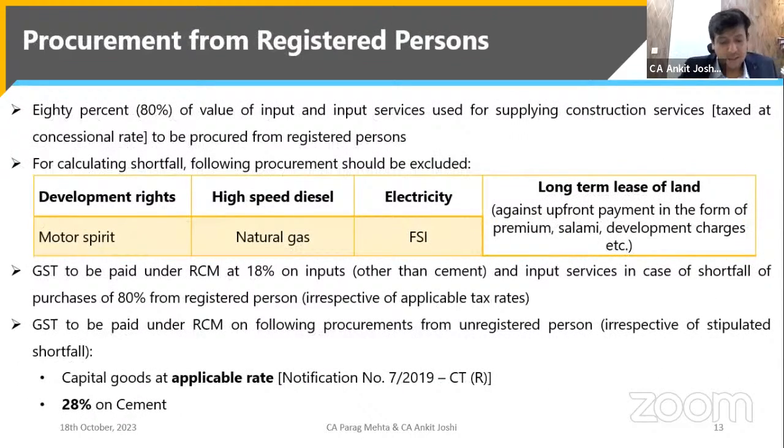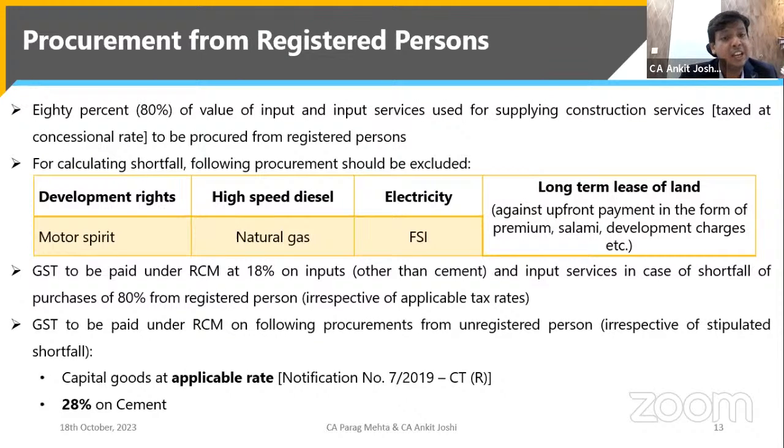One of the conditions, if one is opting for this new scheme, is that 80% of the value of input services used for supplying construction service for the projects in the new scheme had to be procured from registered vendors, GST registered vendors. They are very clear on that. 80% has to be procured from registered vendors only.